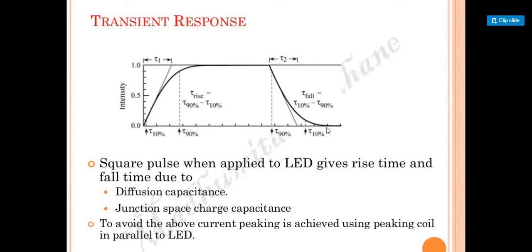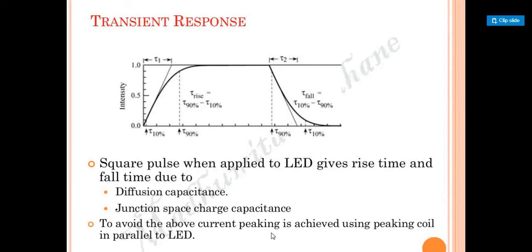Similarly, if you want to find fall time, it should be from t 90% decreasing to t 10%. So it is t 10 minus t 90%. If you take the difference in reverse, tau 10 minus tau 90, then it is called fall time. So rise time and fall time we can obtain by using this transient response.